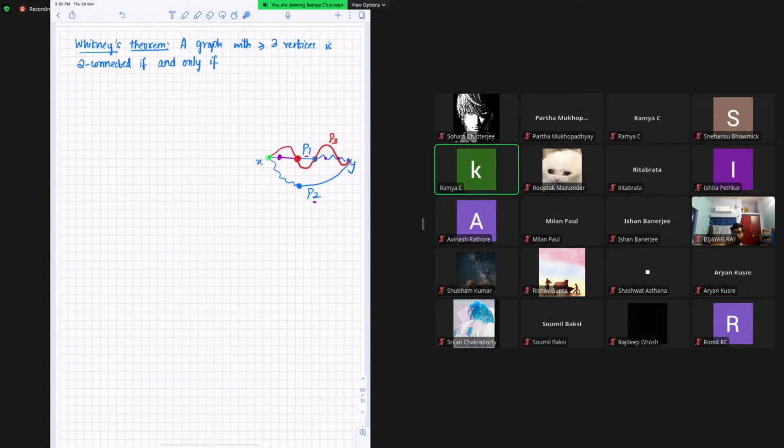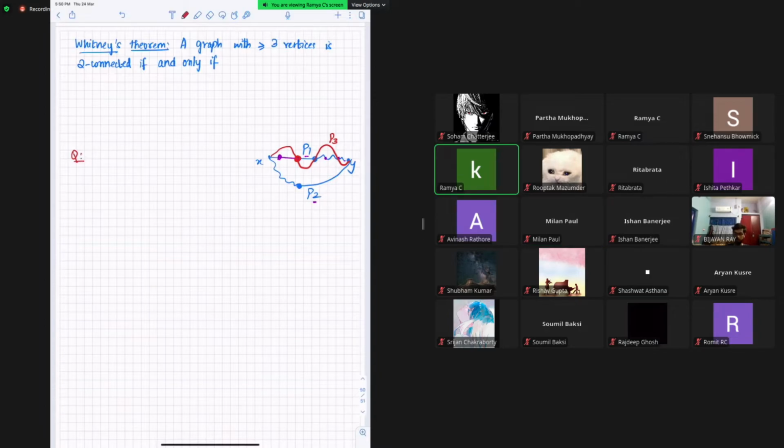You had two vertices x and y and there were two paths. In both the test cases, there were two paths. In one test case, you had P1 and P2, and it was not useful to remove any vertex from P1 because P2 will help you reach y from x. But when you looked only at P1 and P3, removing just this vertex itself helped you disconnect the graph. So what is the property that P1 and P2 had that P1 and P3 do not have? The paths were through different vertices.